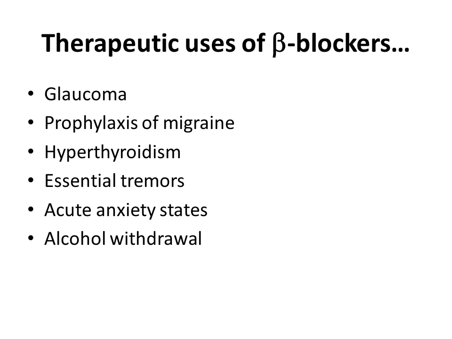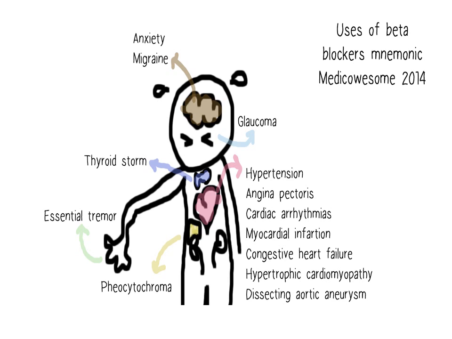Beta blockers are also useful in prophylaxis of migraine, in hyperthyroidism, in essential tremors, in acute anxiety states, and also for alcohol withdrawal. Let us have a glance at the uses of beta blockers once again. They are used in hypertension, angina pectoris, cardiac arrhythmias, myocardial infarction, congestive heart failure, hypertrophic cardiomyopathy, dissecting aortic aneurysm, pheochromocytoma, essential tremors, thyroid storm, anxiety, migraine, and glaucoma.